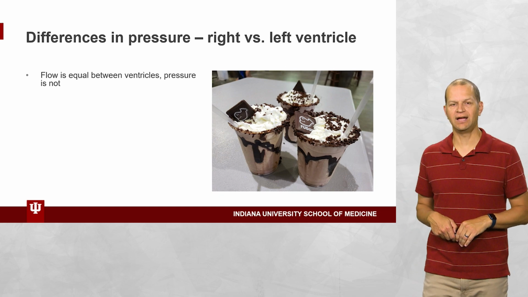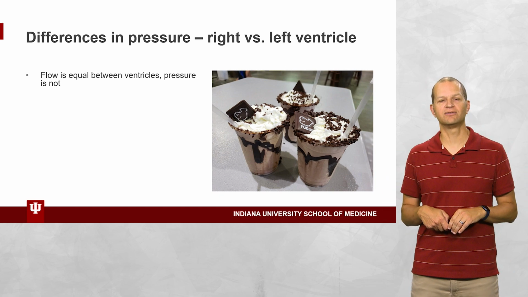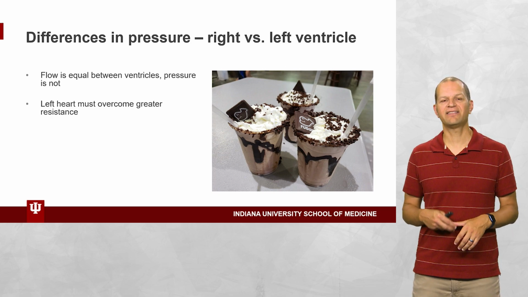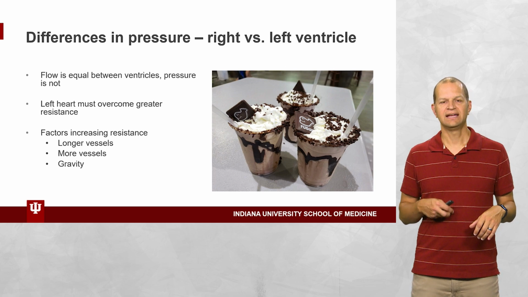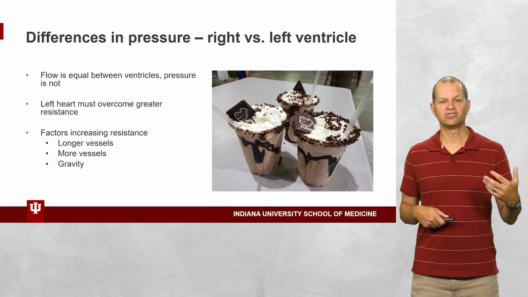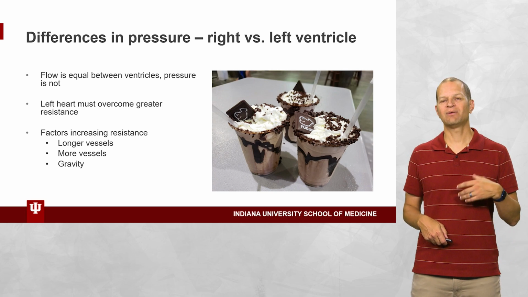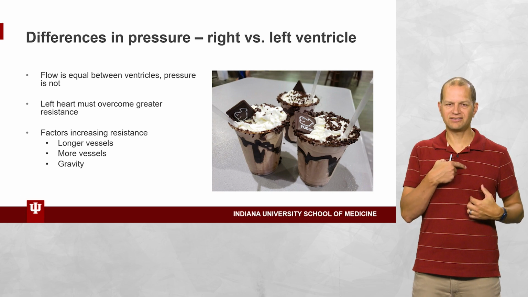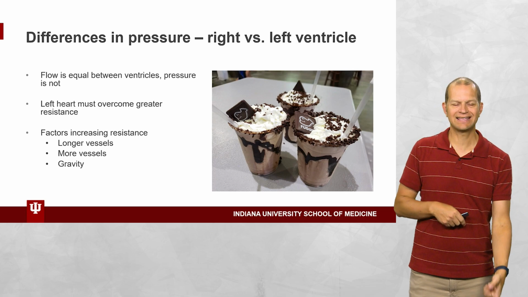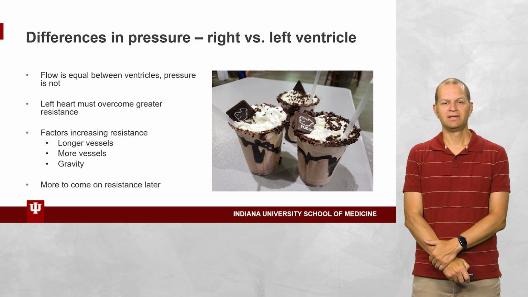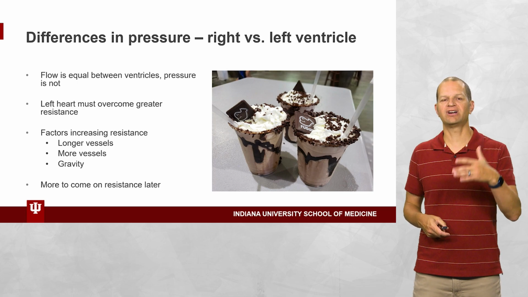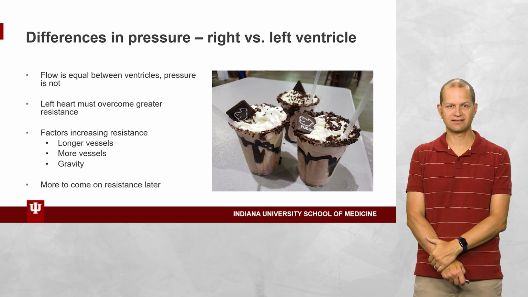If you look at the relationship between flow and pressure, the other variable that's affected is resistance. The left side of the heart must overcome greater resistance. There are a few things that make the left side of the heart have to pump harder. There are longer vessels, there are more vessels, and we're dealing with gravity. The right side of the heart just has to get blood into my lungs, right here. The left side has to get blood from my big toe, which is a long way away. We'll talk in more detail about how resistance affects pressure and how these factors affect resistance.